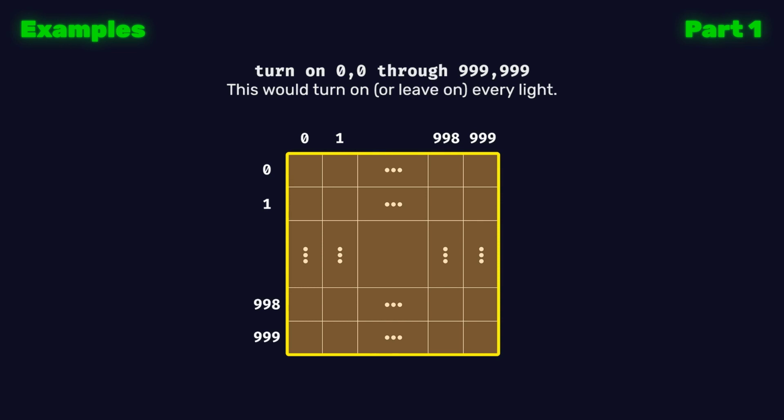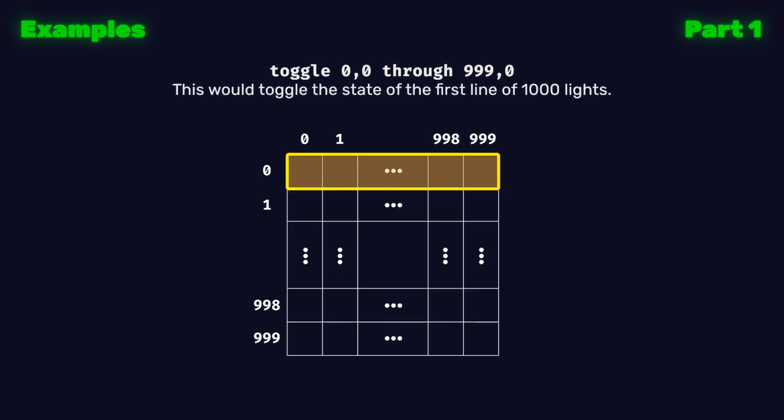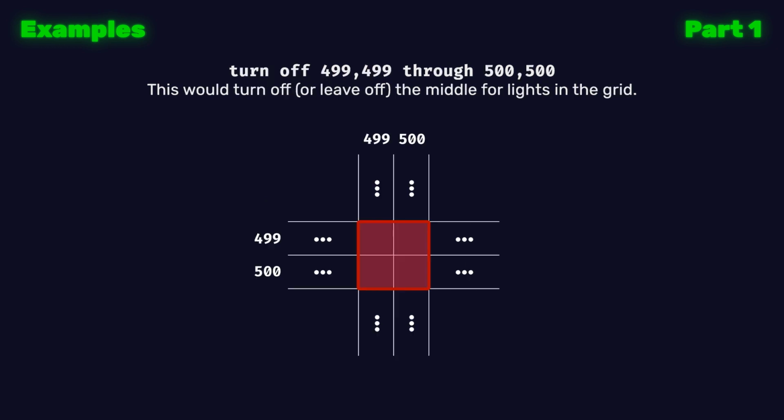For the first example, we have the instruction to turn on every light in the grid. See how both the very first index, 0, 0, and the last index are included in the range? The second example toggles the state of all the lights in the first row of the grid and no others. So if a light was already on, it would turn off and vice versa. Now for the last example, we'll turn off the 4 lights that are dead center in the grid.